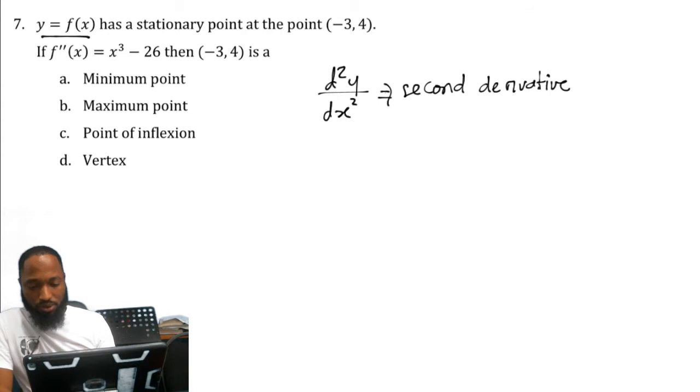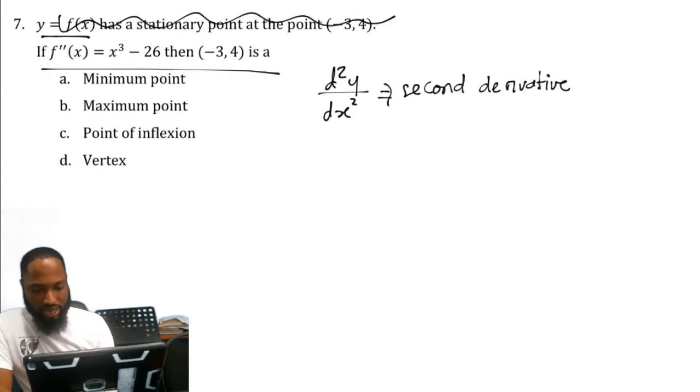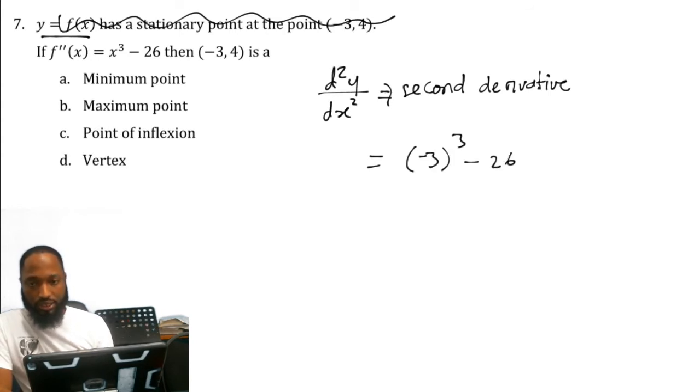So therefore you don't really need to think about the line. All you really want is this line. So substitute the x value into that and see if it's positive or negative. Substituting, you'll get negative 3 to the power of 3 minus 26. So this is like negative 27 minus 26. This is negative. So if it's negative, maximum point, B.